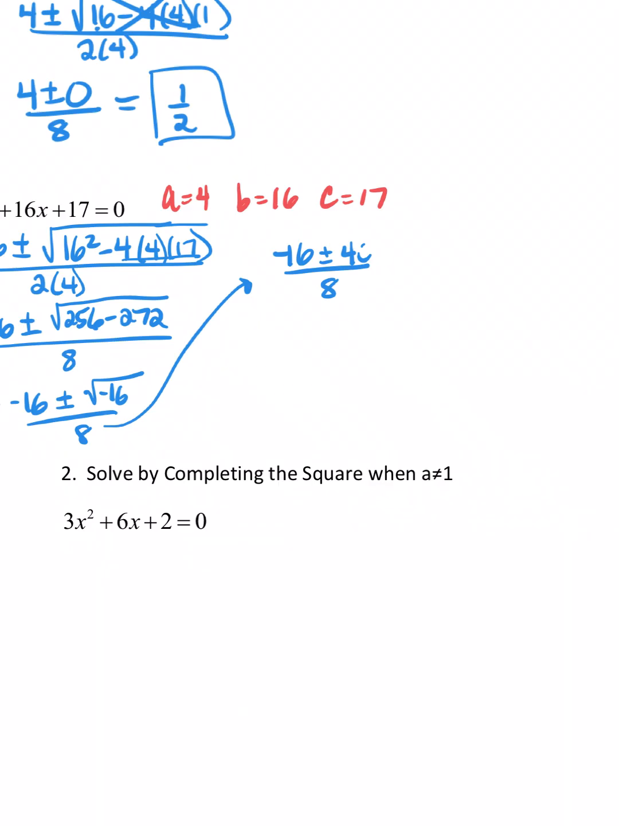Okay, so what can I do? I can take a 4 out of everything, right? So if I take a 4 out, that leaves me with -4 plus or minus i over 8. Now, if I reduce that, I end up with the 2 on the bottom. So -4 plus or minus i over 2. There's my final answer.